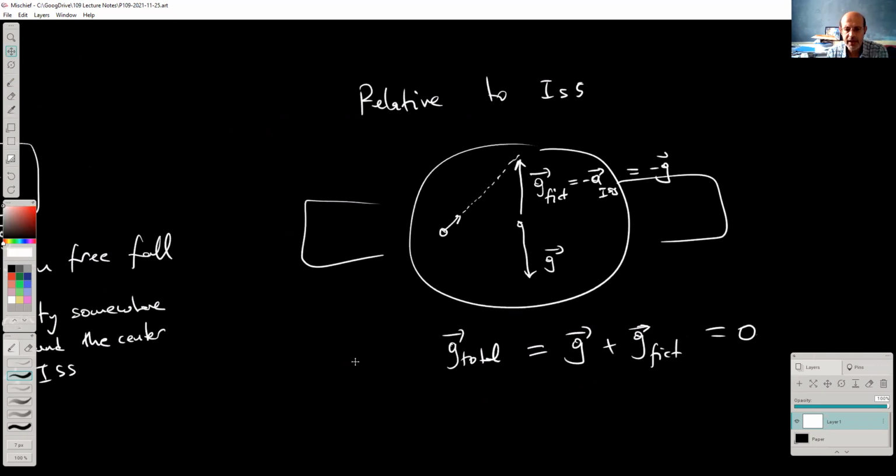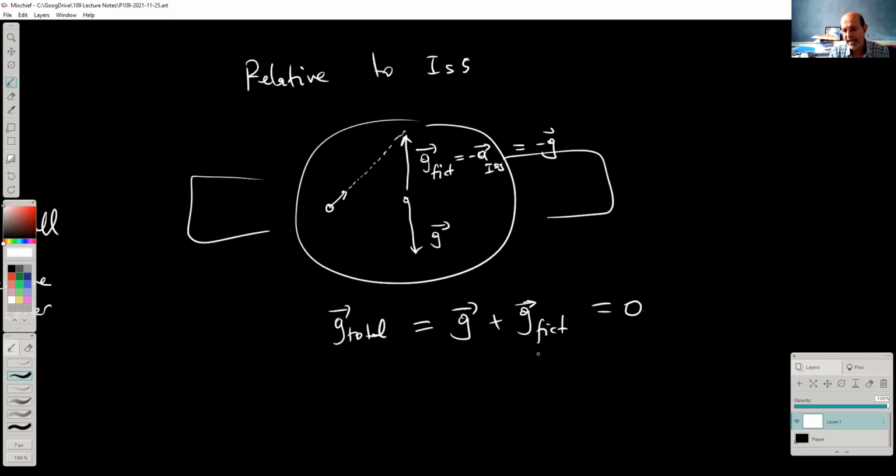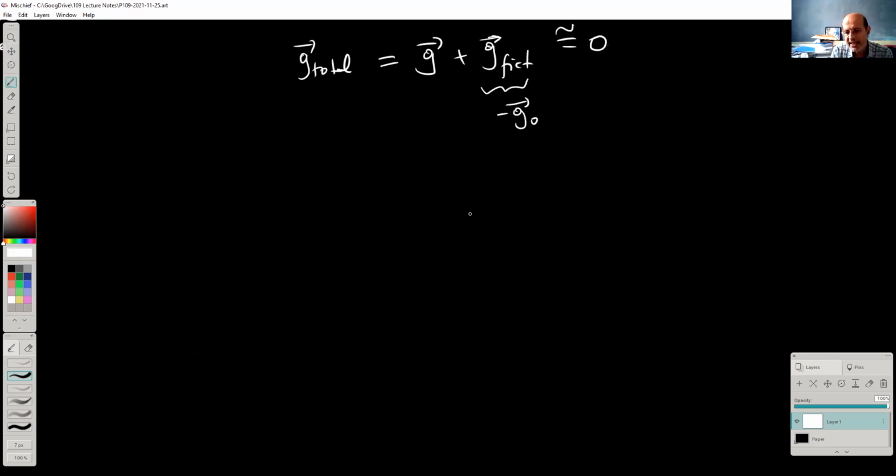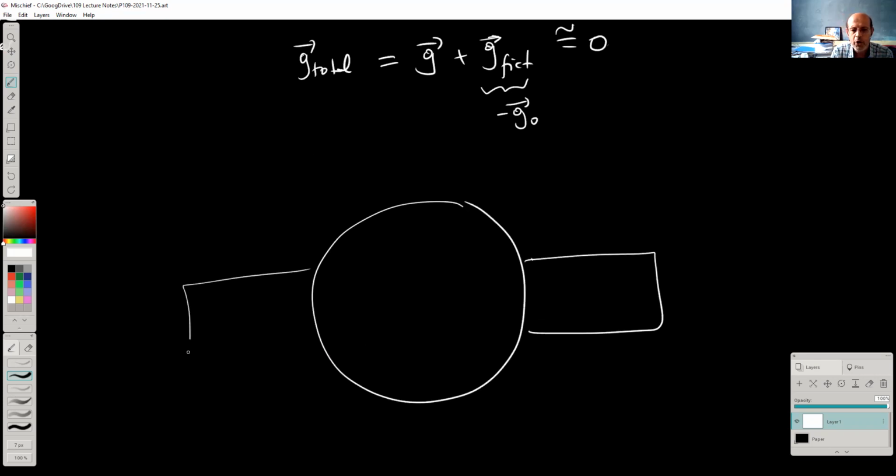So when I do this calculation, I have to add this. The fictitious gravity is always minus G0. But the real gravity might be different than this. So the total gravity is not equal to 0, but it is slightly different from 0. Right? So what they experience is something like this. It's more or less like that.